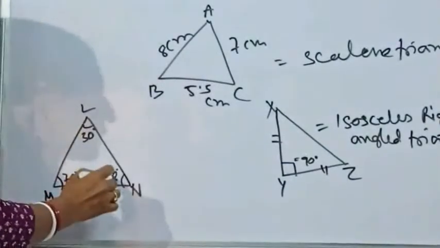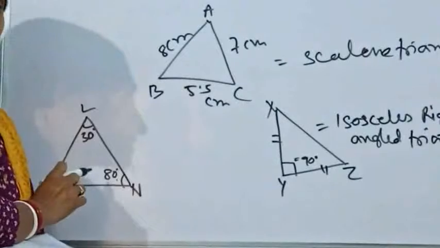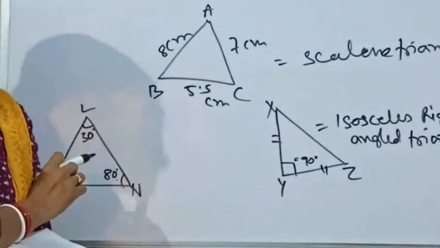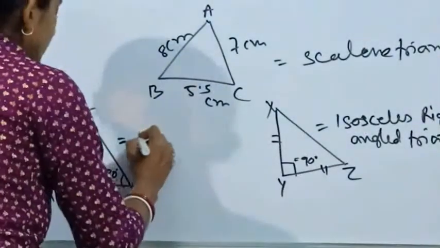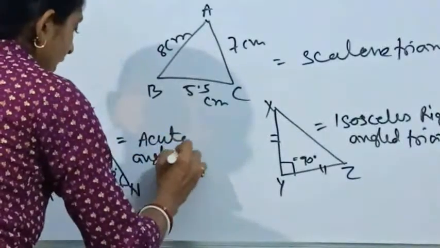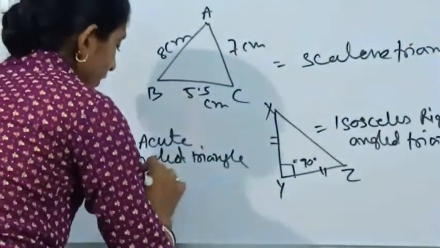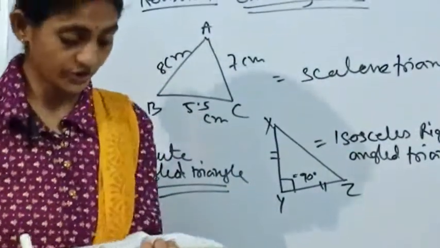What have you noticed? All the three angles are less than 90 degree. So what type of triangle are we getting here? It is an acute angled triangle. So what will you write? Here we will write it is an acute angled triangle. So this is the answer you are getting from that one.